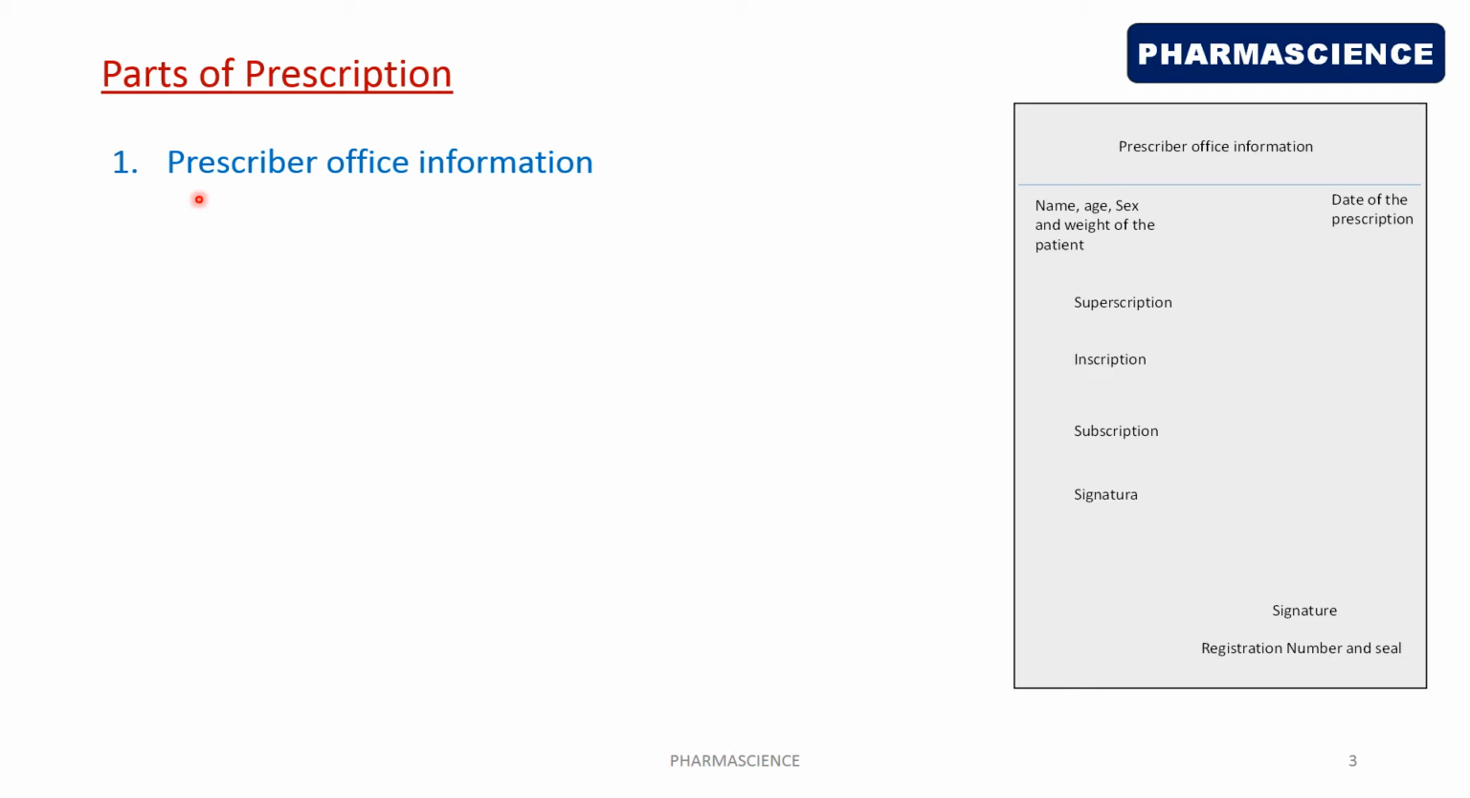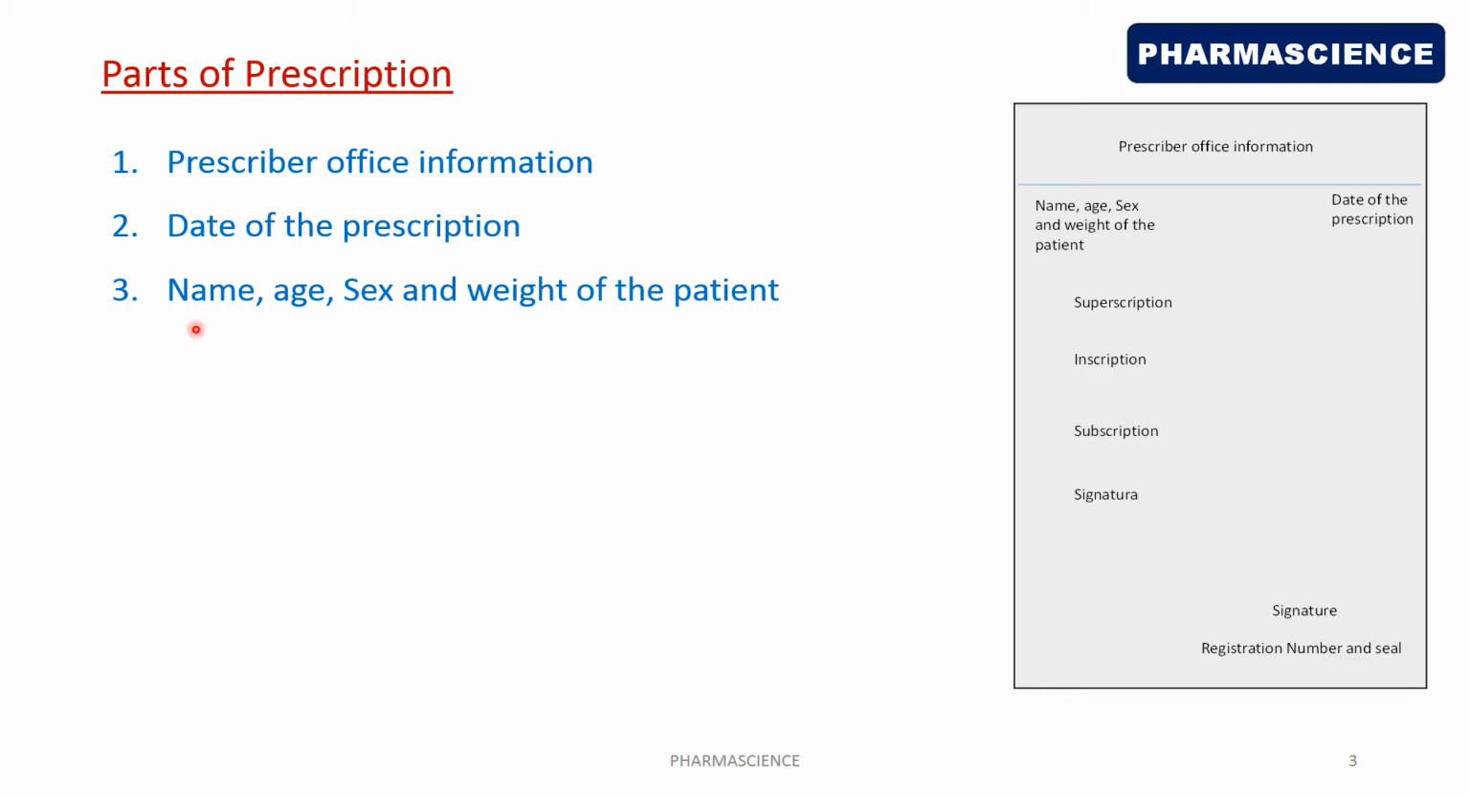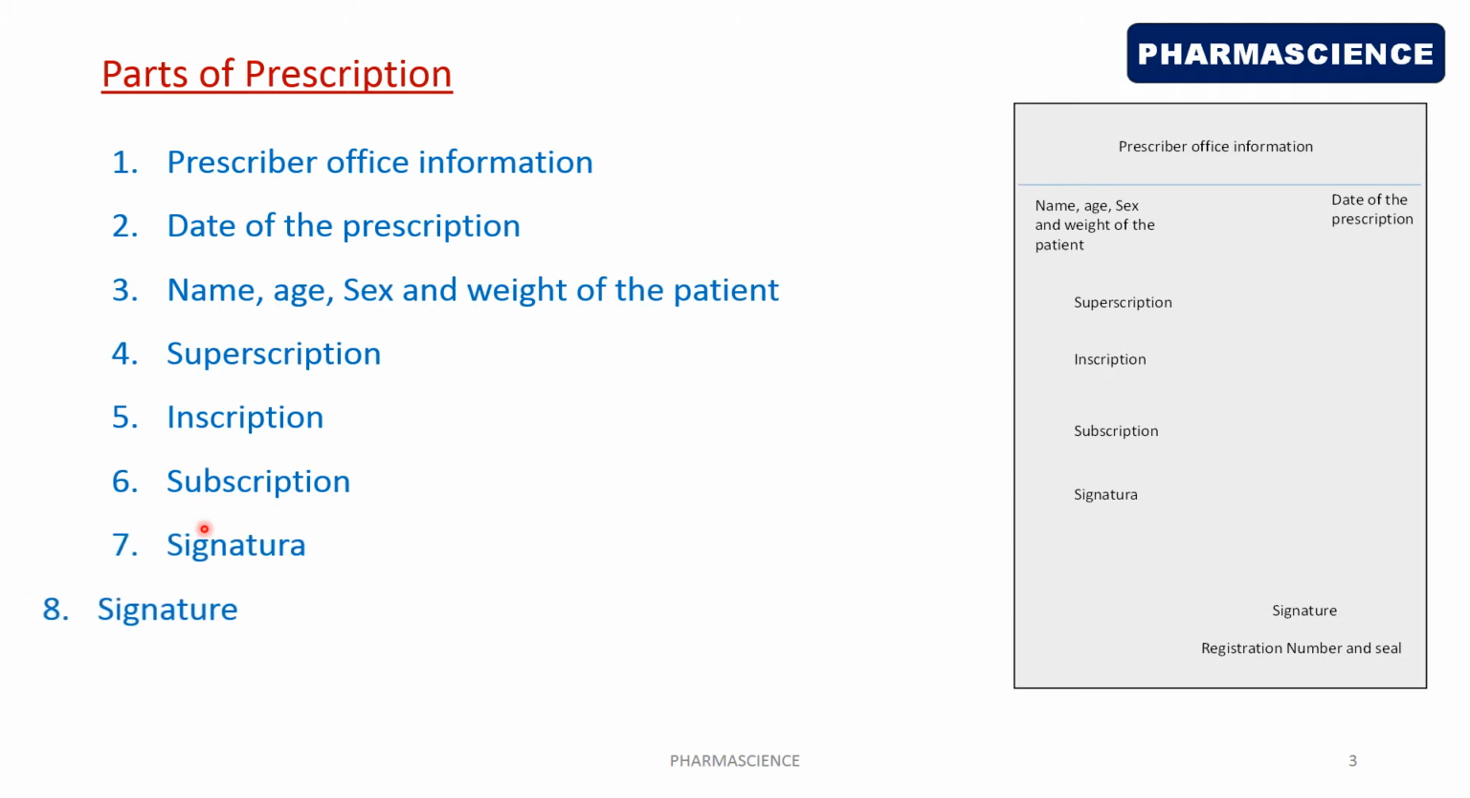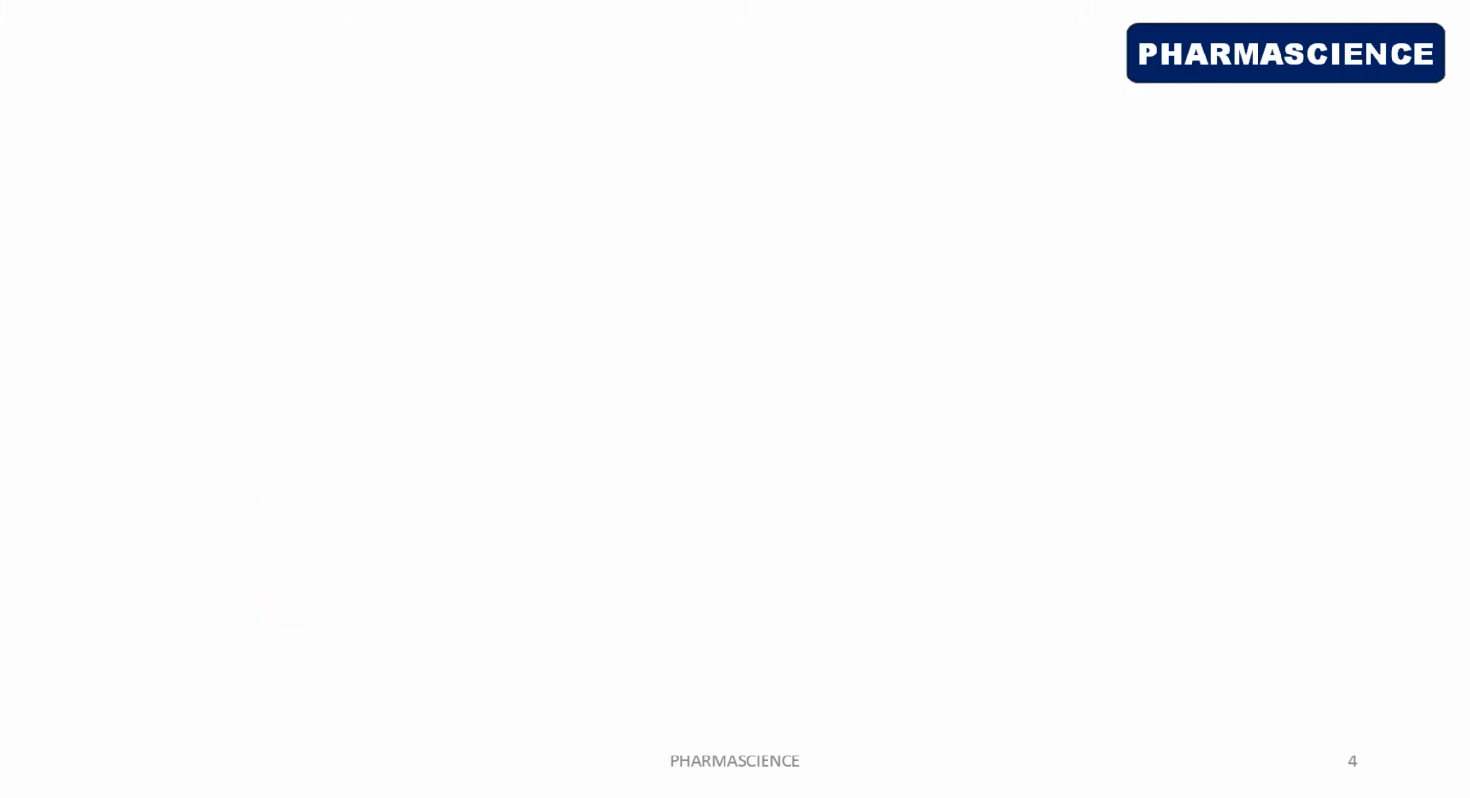First part is the prescriber office information. Next is the date of the prescription. Next, name, age, sex and weight of the patient. Then superscription. Then inscription, subscription, signature and last is registration number and seal. So we will discuss each part of the prescription one by one in the next coming slides.